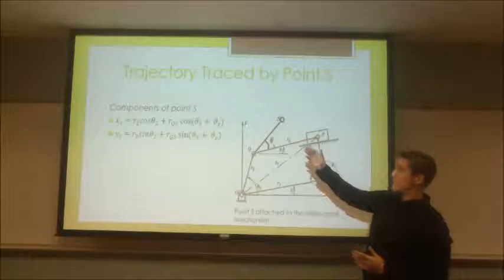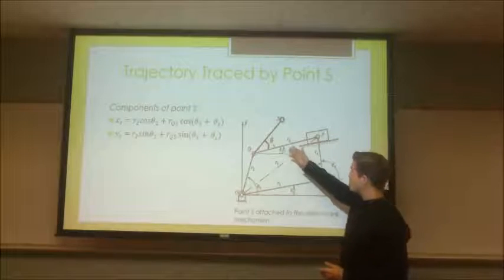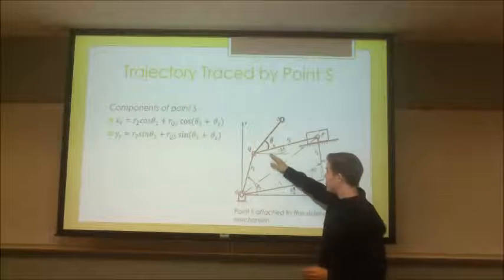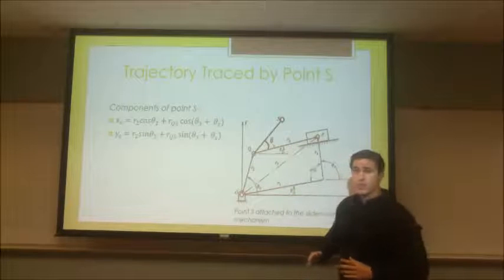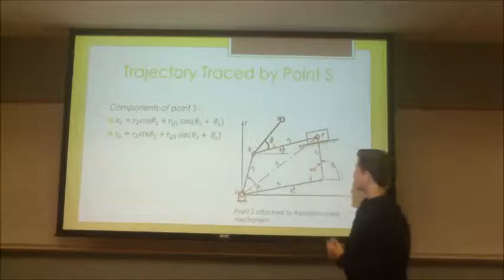Now I want to talk about the trajectory traced by point S. Point S is a point in space connected to this coupler, which is attached to the crank and to the slider, and the actual components of this point can be calculated using these 2 equations.